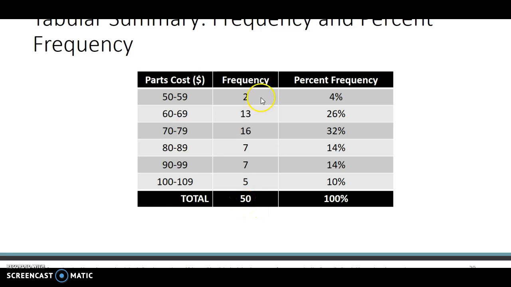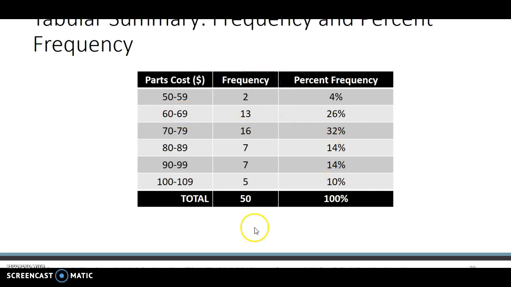Then we add those up, and that gives us a total of 50 parts that we looked at in this survey. To calculate the percent frequency, you simply take the frequency of the class, 50 to 59 is the class, 2 times is the frequency, divide that frequency by the total frequency, which is the total number of parts we looked at. 2 divided by 50 is 0.04, we convert that to a percent, 4%. 13 divided by 50 is 0.26. Convert that to a percent, that's 26% of the parts cost between $60 and $69, and so forth and so on.